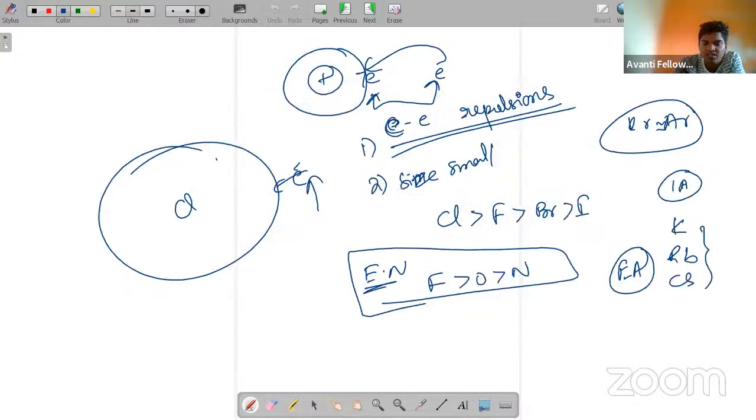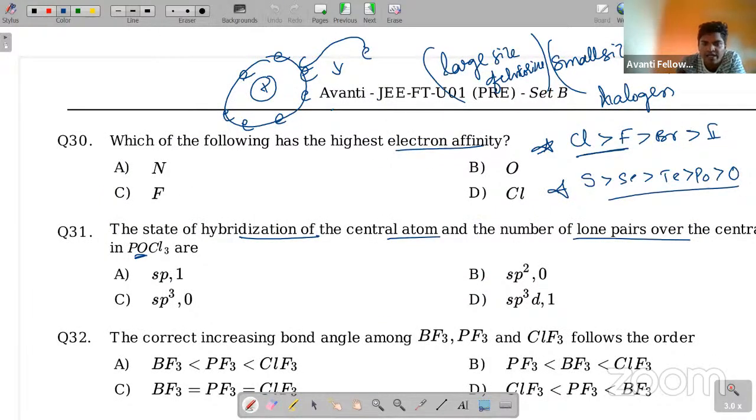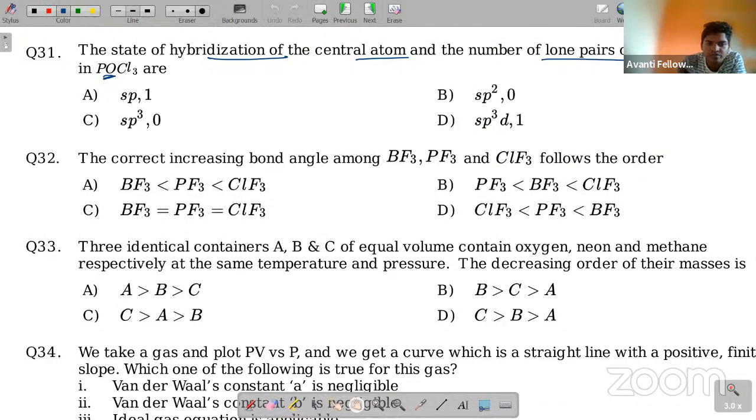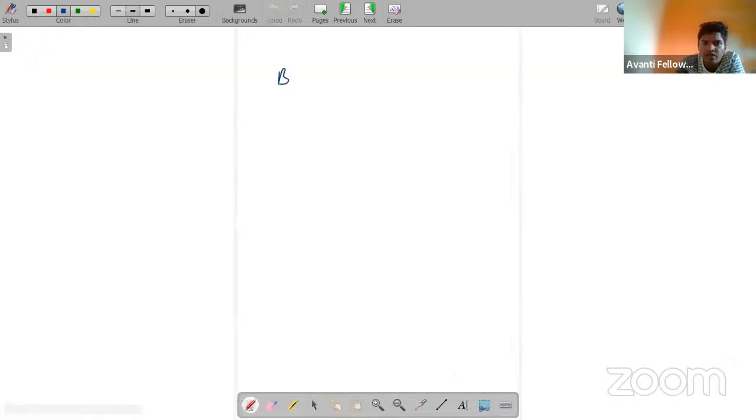Next one is also a question related to the same concept. The correct increasing bond angle among BF3, PF3, ClF3. So they are asking about the bond angle. How do you write the bond angle, guys? They are asking for BF3, PF3, and ClF3.